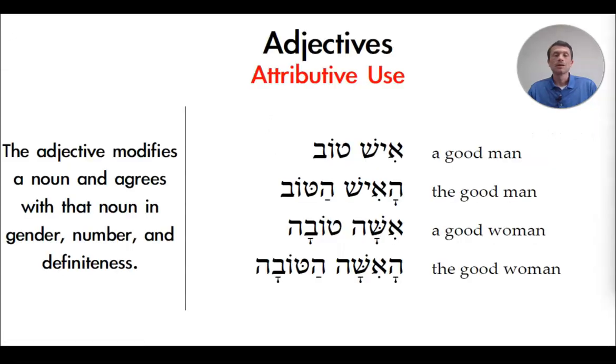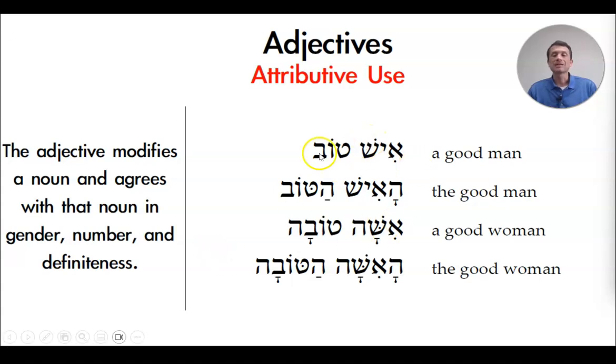Okay, the adjective. Attributive use, sometimes grammarians call this the attributive use of the adjective or the adjectival use of an adjective, or when an adjective is used as an adjective. It must agree with the noun it modifies in gender, number, and definiteness, and come after the noun it modifies.